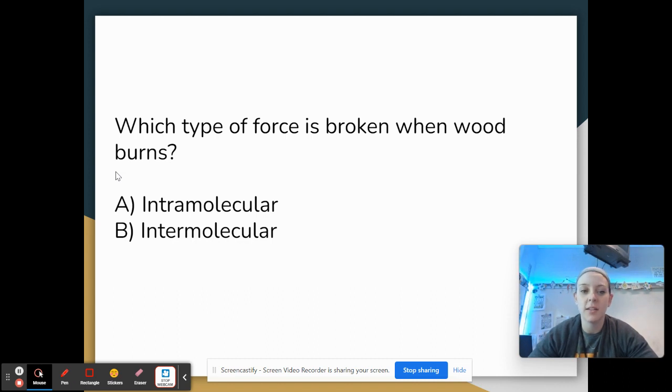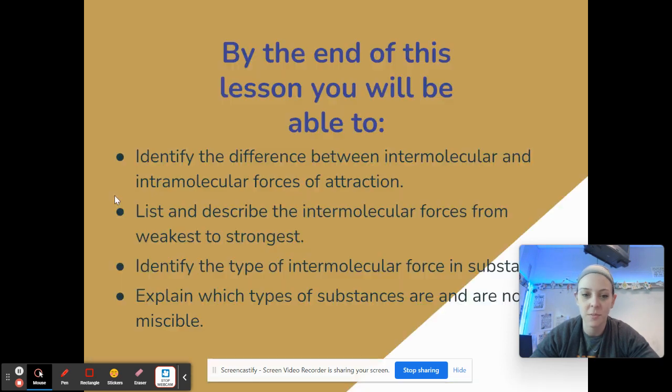And then if we look at the contrast, if I'm trying to burn wood, which is a combustion reaction, I know that there's a lot of energy that's released as a byproduct. There's a lot of heat. All kinds of stuff gets released when you burn something. And that's because we're breaking intramolecular forces.